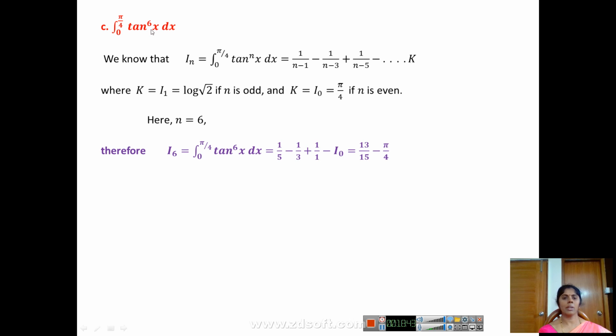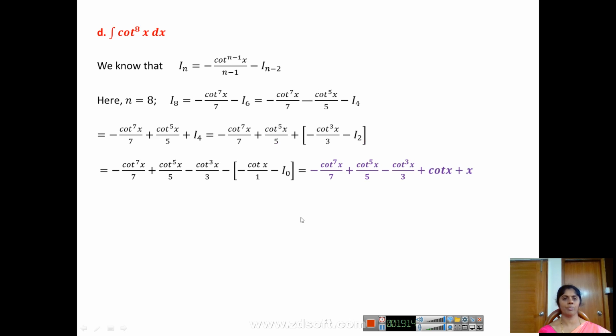And here n is given as an even number, so the last term is pi by 4. So therefore n is equal to 6. Therefore I6 is equal to integral 0 to pi by 4 tan to the power 6 of x dx, which equals 1 divided by 5 minus 1 divided by 3 plus 1 minus I0, which is equal to 13 by 15 minus pi by 4.